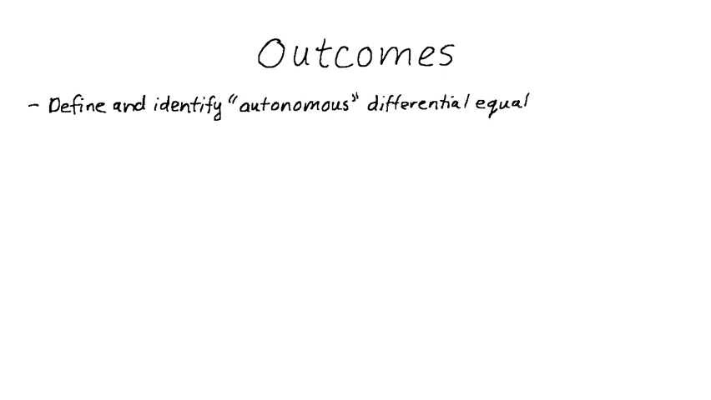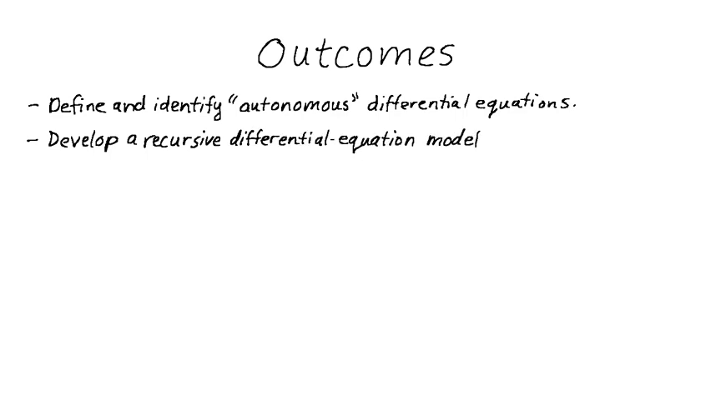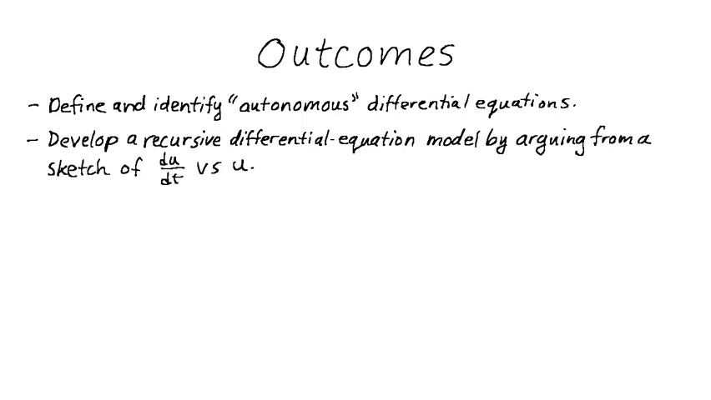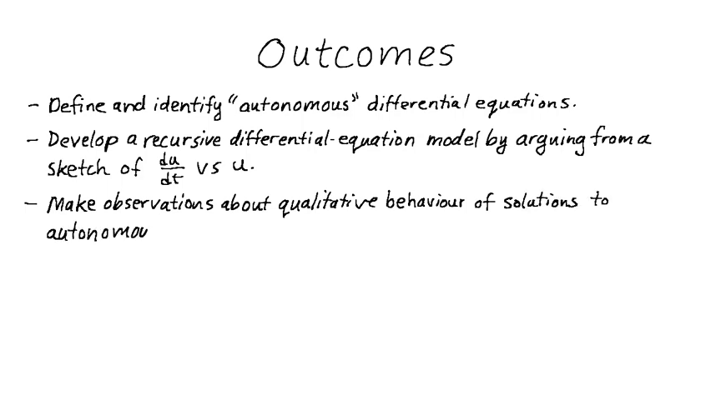When you've mastered the concepts presented in this video, you'll be able to do several things. You'll be able to identify a differential equation as being autonomous, and you'll be able to articulate a definition of an autonomous differential equation on a test or an exam. Next, you'll be able to develop a recursive model of a biological phenomenon based on an autonomous differential equation by arguing from a graph of du by dt versus u, as we did earlier in this video. You'll also be able to make observations about the qualitative behavior of solutions to autonomous differential equations using a sketch of du by dt versus u.